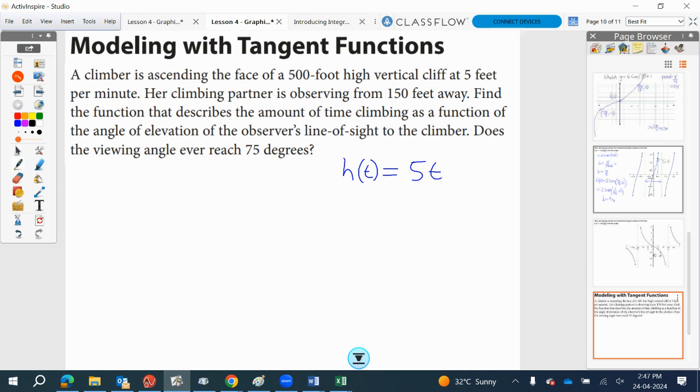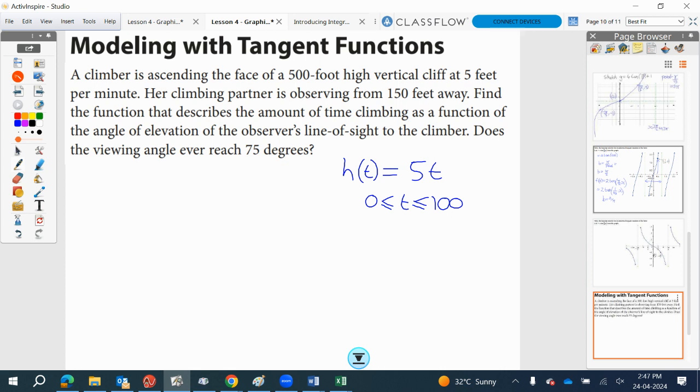100. Or 100 minutes. It's 102. So in what? Minutes? Why? Sorry, what's the sentence? Going up. Right. So this is his height. That's the first bit. Her climbing partner is observing from 150 meters away.